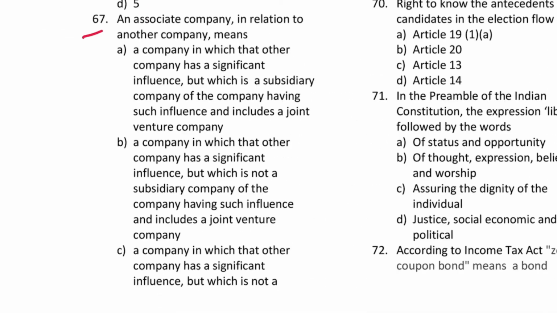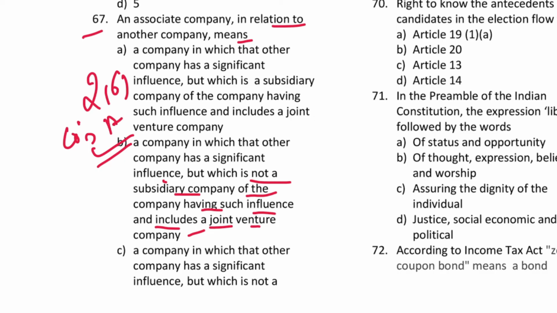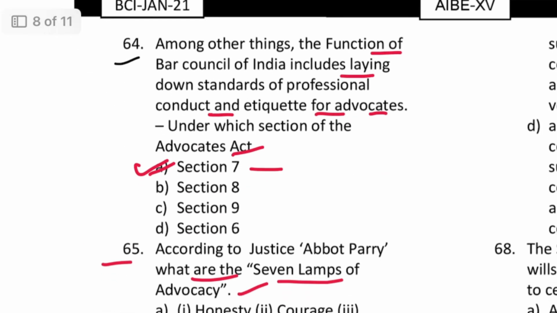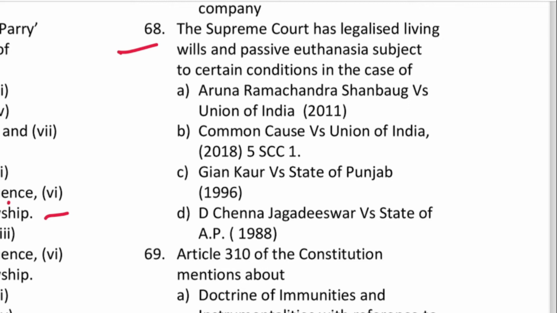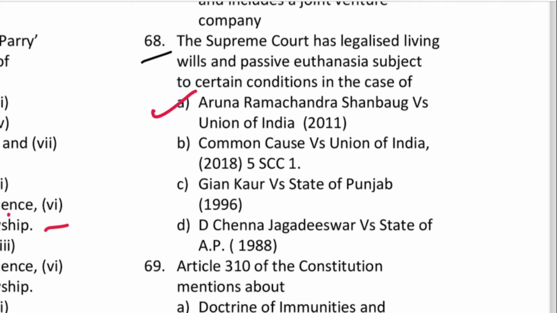Next 67, an associate company in relation to another company means a company in which that other company has significant influence but which is not subsidiary company of the company having such influence and includes a joint venture company. B is the answer. And where is definition in section 2(6) of Companies Act. Next 68, the Supreme Court has legalized living wills and passive euthanasia subject to certain condition in the case of Aruna Ramchandra Shanbaug versus Union of India. A is the answer.